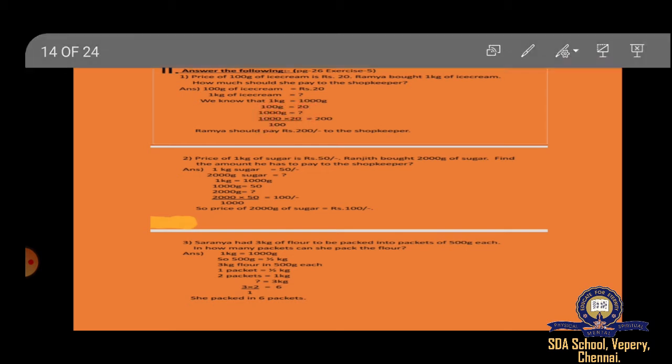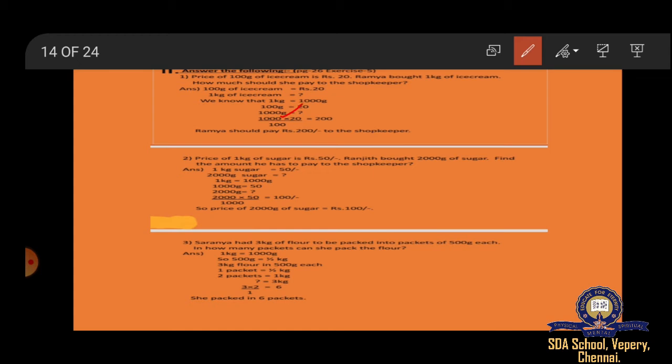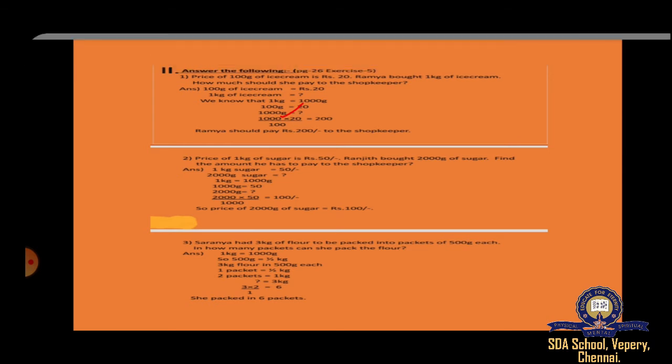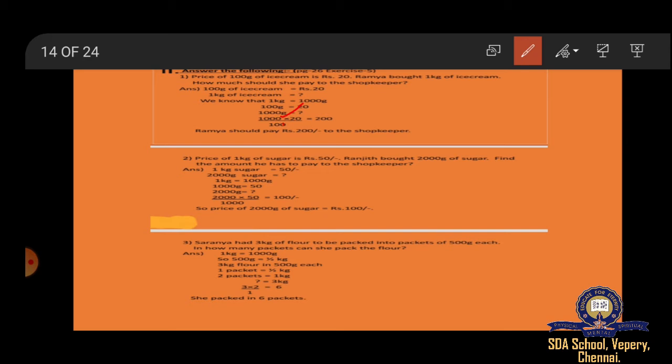So 1000 into 20 divided by 100. Already I have taught you this one, and in the Zoom class also I explained it. So I am not repeating it in a very detailed way. Just I am telling you, see, 1000 into 20 divided by 100. This is the way we have to do. And again, this 0 and this 0 cancel, and this 0 cancels. So 10 into 20. 10 into 20 we have to do.